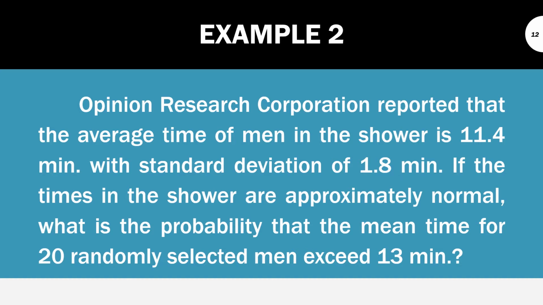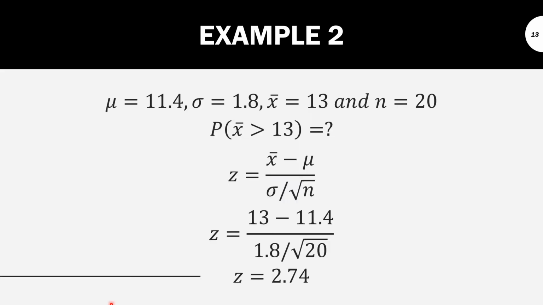Opinion Research Corporation reported that the average time of men in the shower is 11.4 minutes with standard deviation of 1.8 minutes. If the times in the shower are approximately normal, the question here is, what is the probability that the mean time for 20 randomly selected men exceed 13 minutes? From the given problem, we can deduce that the population mean is 11.4, population standard deviation is 1.8, sampling mean is 13, and sample size is 20.